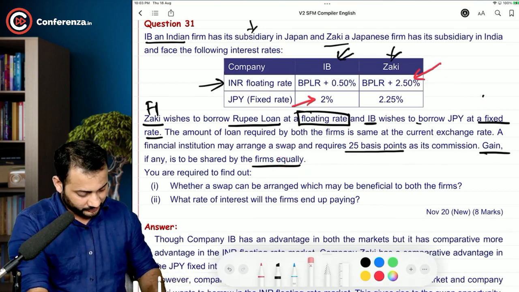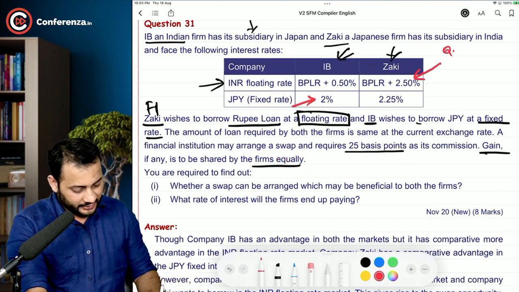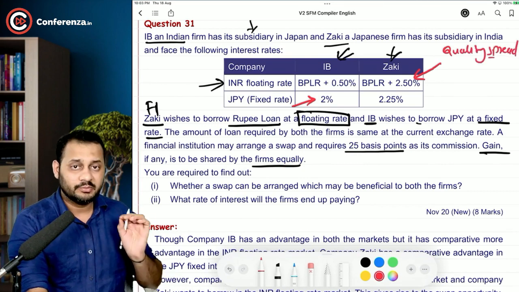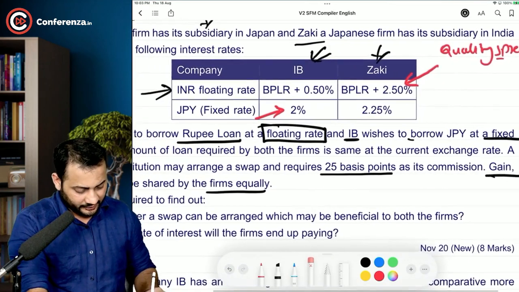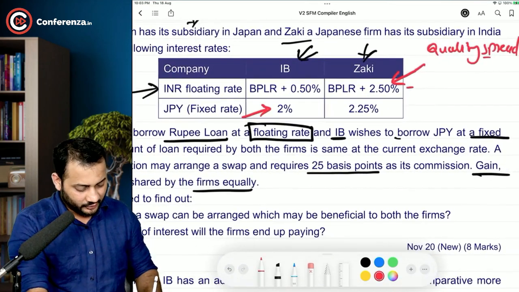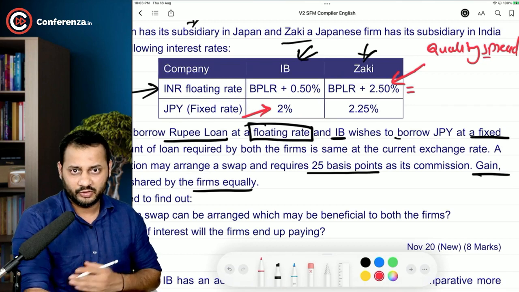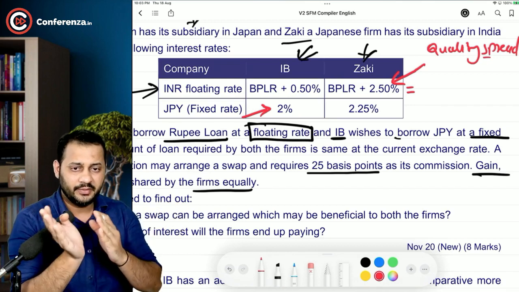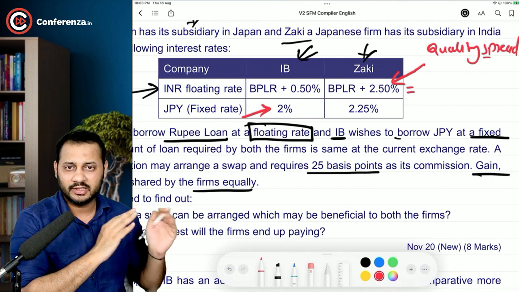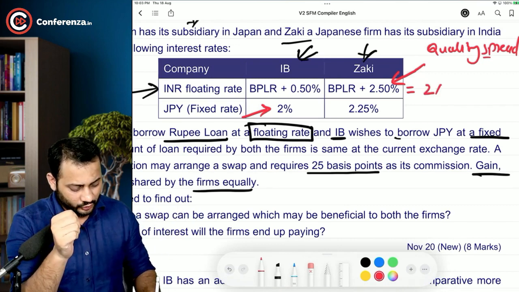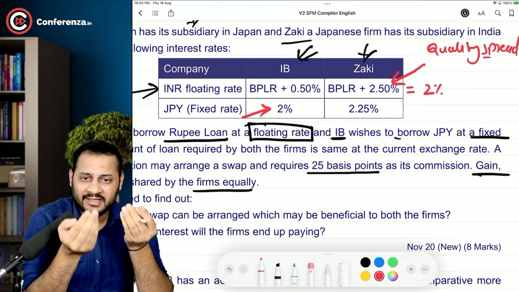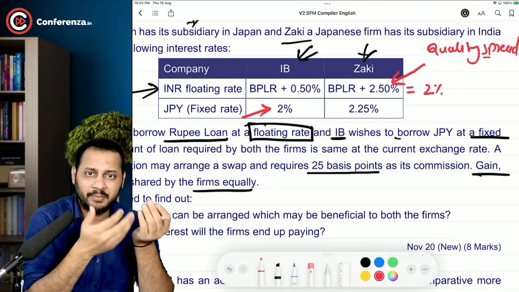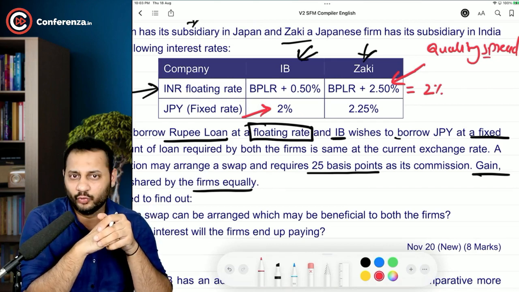Now focus on a couple of things. Quality spread means the possible gain. How to calculate the possible gain? Sir, it's very simple. First of all, calculate the difference in floating rate of both the firms. It's BPLR plus 0.5 and BPLR plus 2.5. That means 2% is the difference between what the bank is charging to IB and what the bank is charging to Zaki for the floating rate.